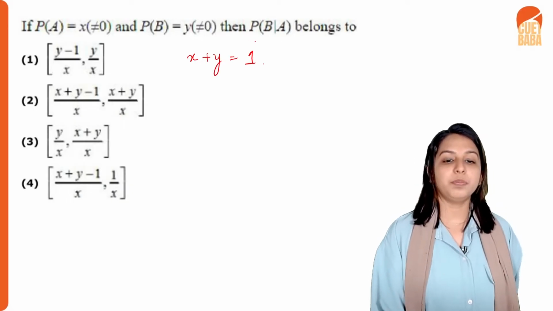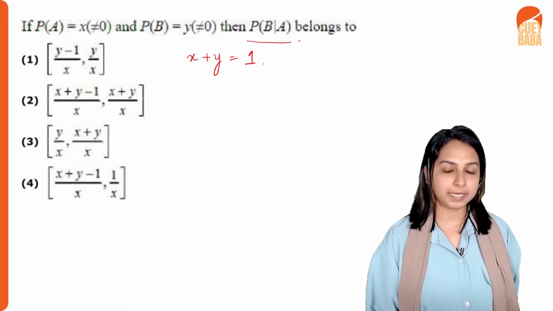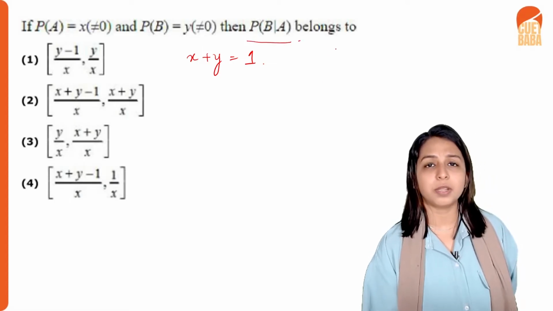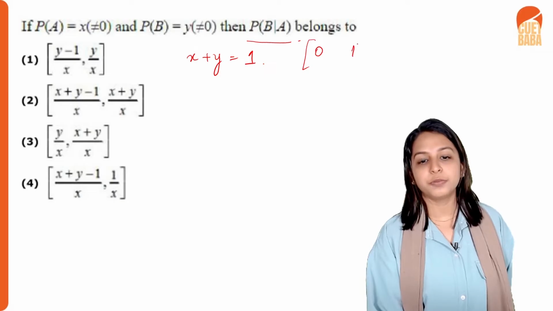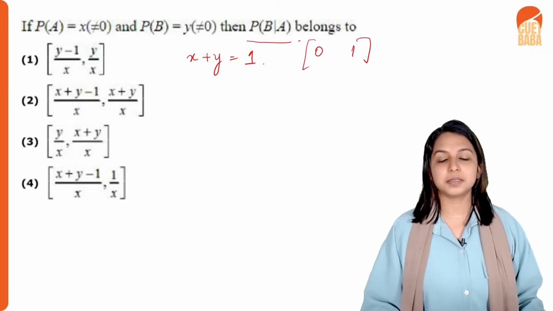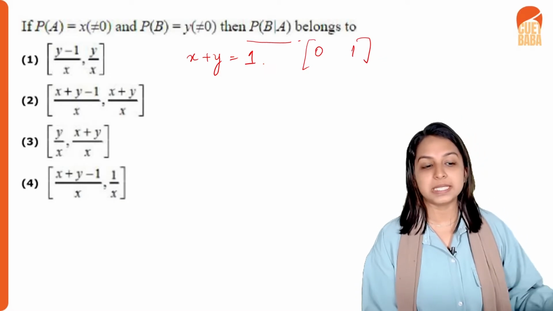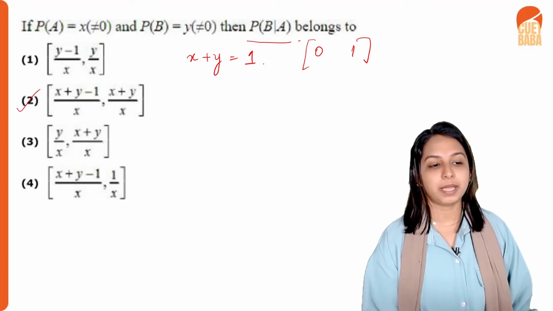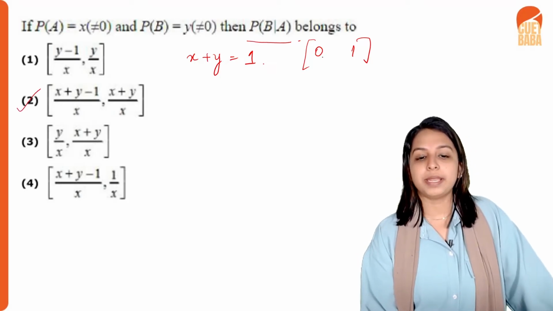So probability of B given A belongs to, that is, we have to see the interval. Since it is a probability, it is of some values between 0 and 1. So before discussing the steps, I will show which is the correct answer. Option 2 will be the correct answer and we will see. We have to get 0 and 1.